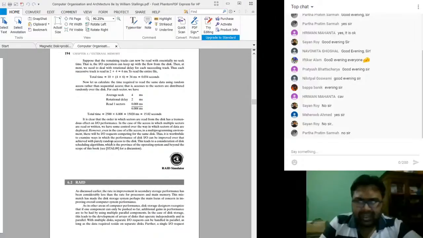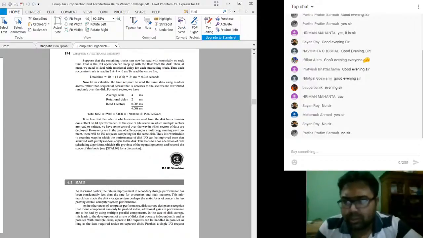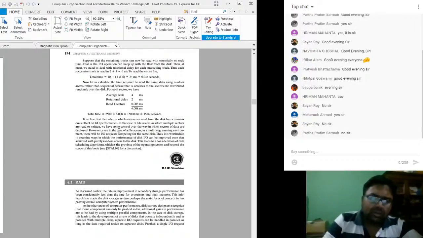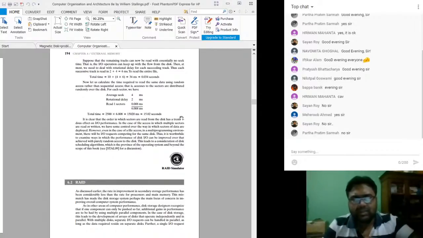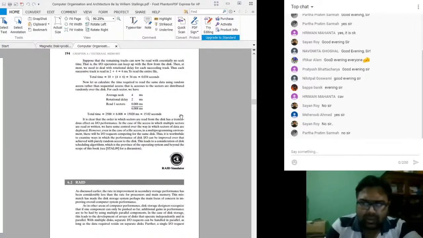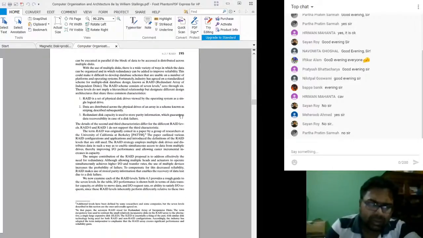So RAIDs are not that important from your computer architecture point of view. It is more related to your DBMS and OS. But still you should know what it is. In much detail it is not required for this subject, but you should know what RAID is.